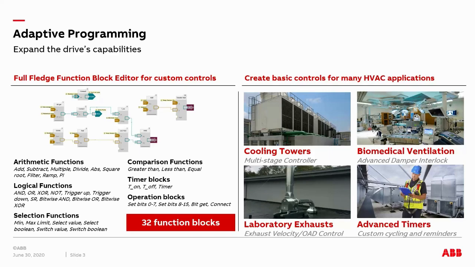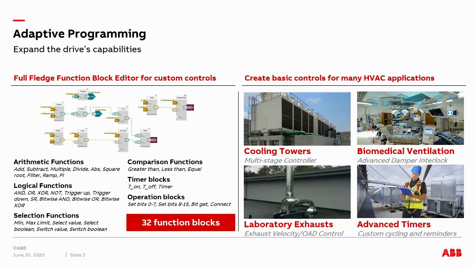So what is adaptive programming? Adaptive programming is a full-fledged function block editor that's built into all of the 80 series of drives that ABB has to offer. So this would be part of our all-compatible portfolio of products, including the ACH580, the ACS580, the ACS880, and the ACQ580 products. There's a total of 32 different function blocks that can be used to build up a function block program.